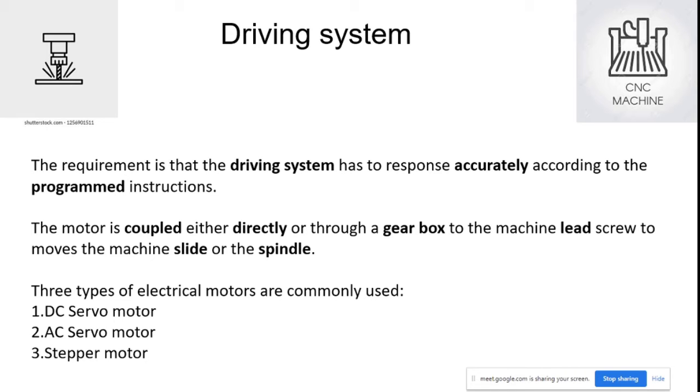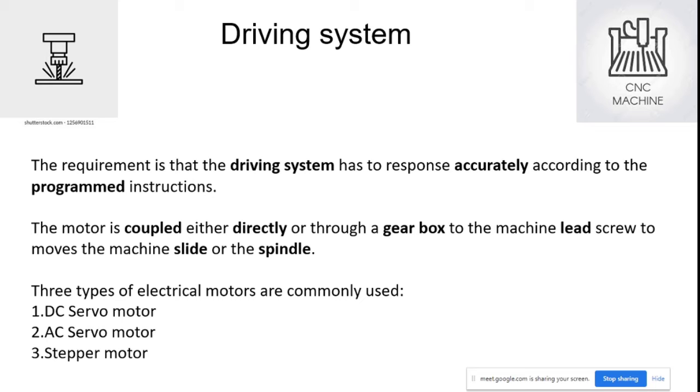So the requirement is that the driving system has to respond accurately according to the programmed instructions. The program can be generated with the punch tape, or otherwise the program can be generated with the computer console. And then the motor is coupled either directly or through a gearbox to the machine lead screw to move the machine slide or the spindle. This can be carried out with the aid of the driving system.